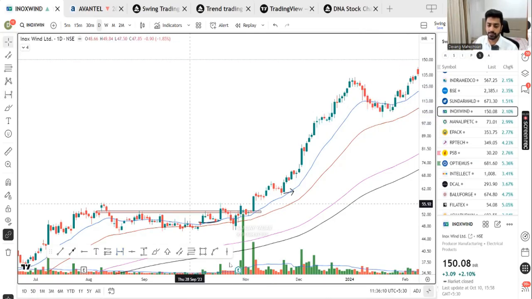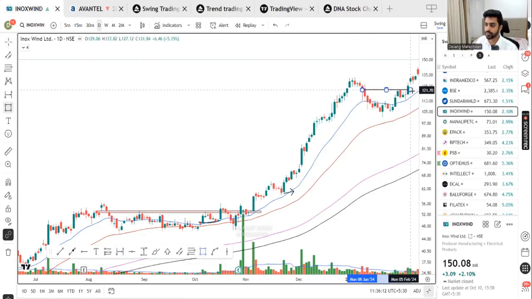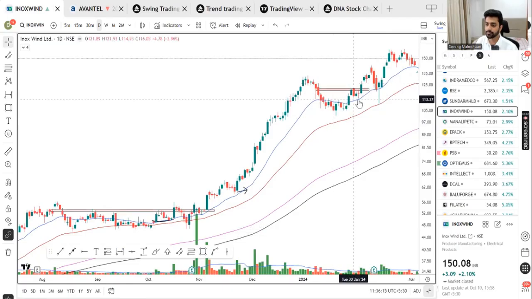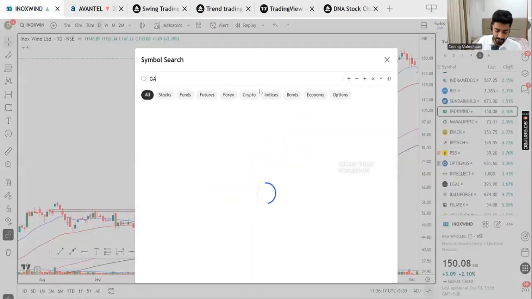Up down base. Yes, this is an up down base up here. Okay. Now let's see this one. This one can be tricky.